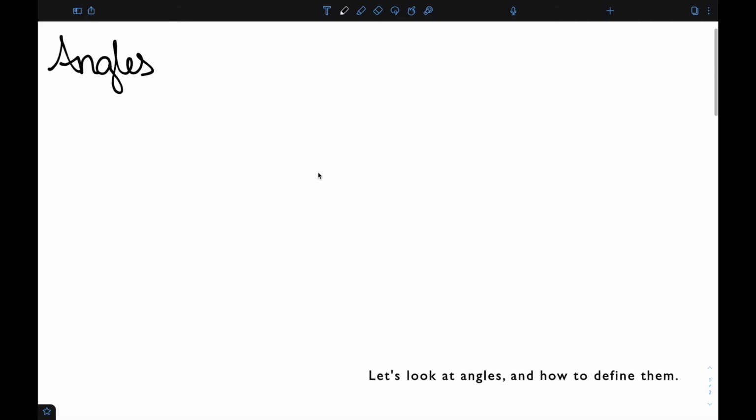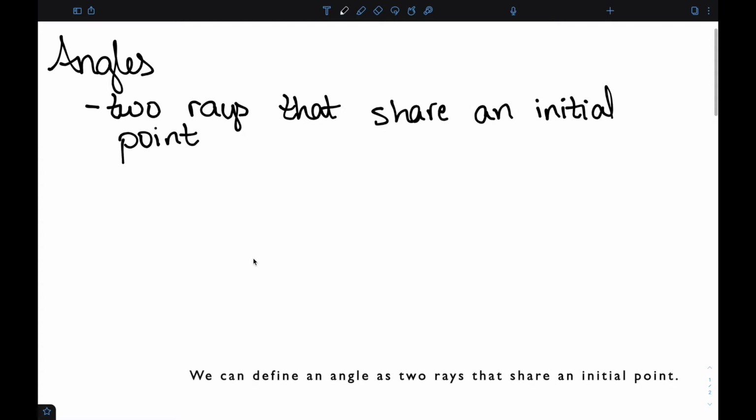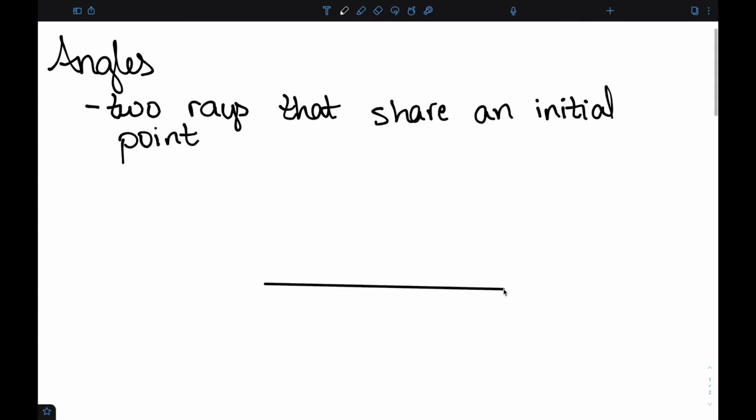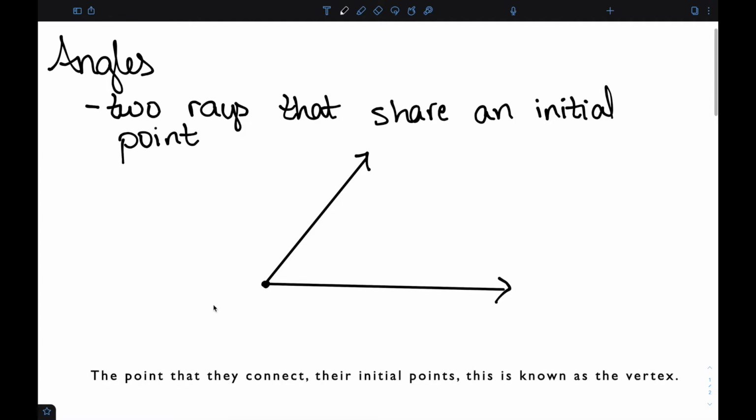Let's look at angles and how to define them. We can define an angle as two rays that share an initial point. So if I have this one here and this one here, we would have this particular angle. The point that they connect, their initial points, is known as the vertex.